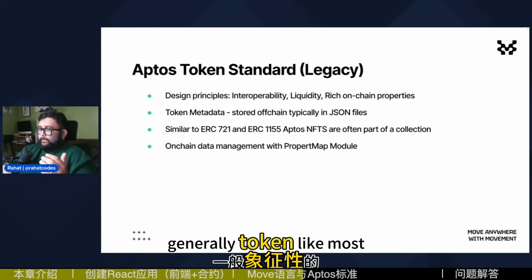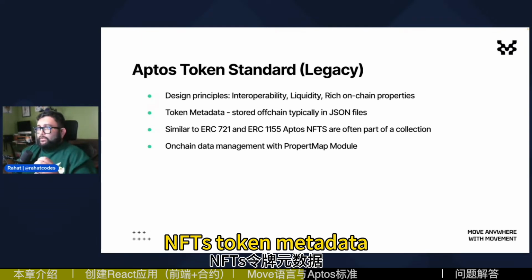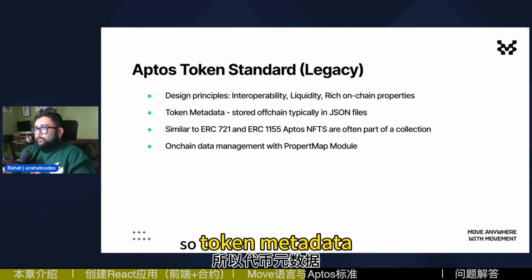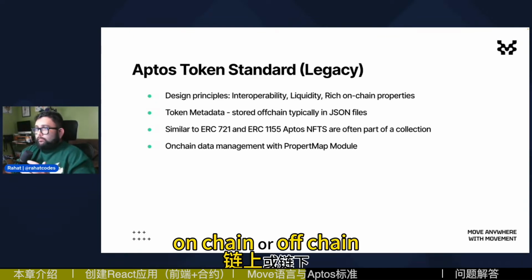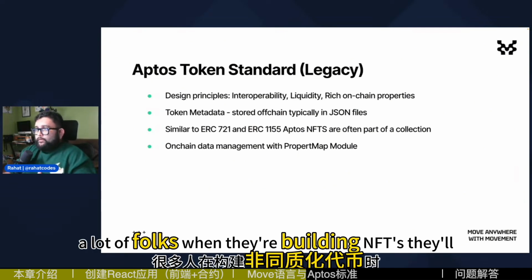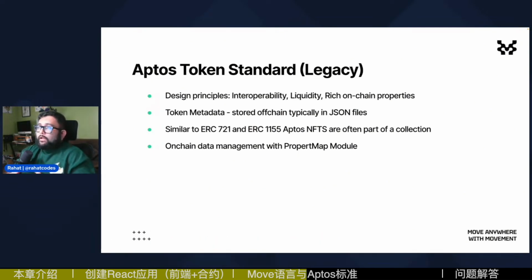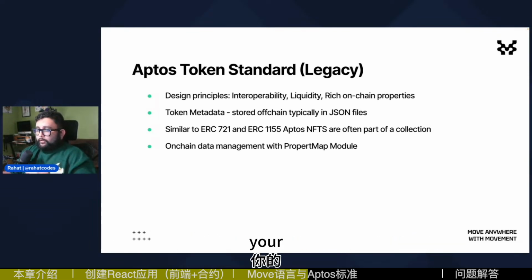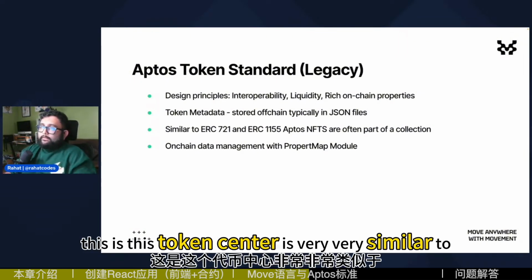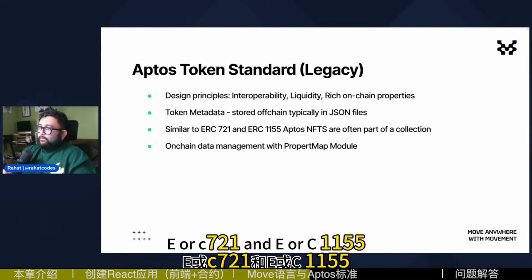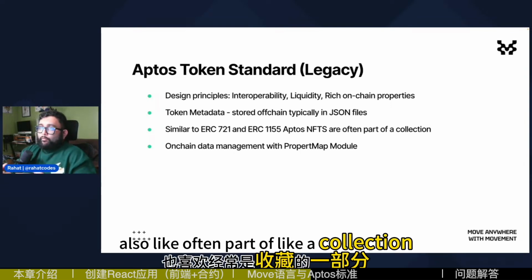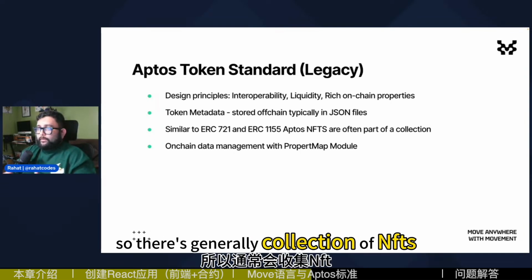Generally, for NFTs, token metadata exists to give you information about each of these NFTs, right? So token metadata can be on-chain or off-chain. Typically, a lot of folks, when they're building NFTs, will keep it off-chain. You generate a JSON file, and it has all the information that you need for your actual NFT: name, collection, etc. All that stuff is there. This token standard is very, very similar to ERC 721 and ERC 1155 because Aptos NFTs are also often part of a collection, right? So there's generally a collection of NFTs.